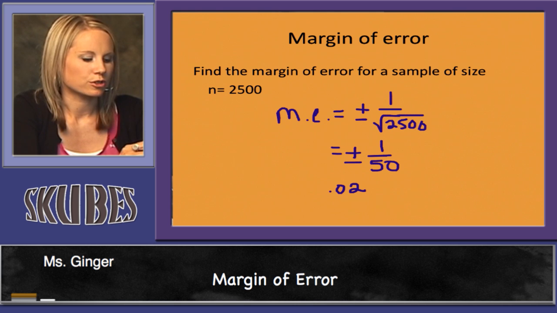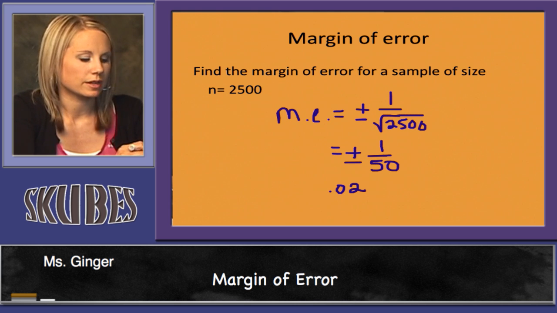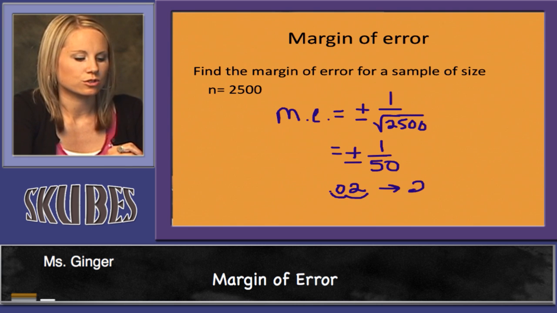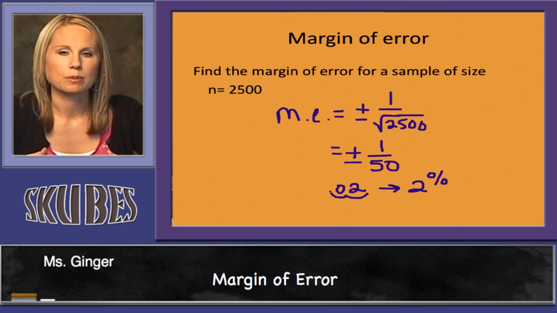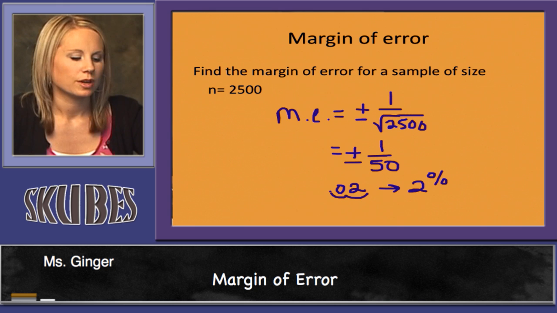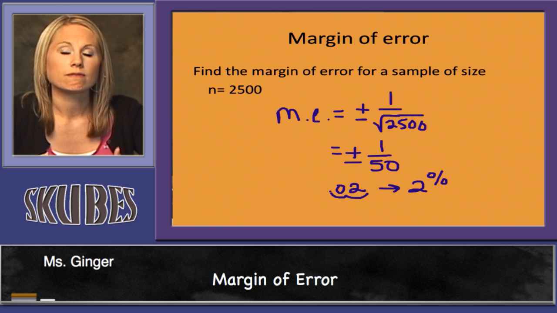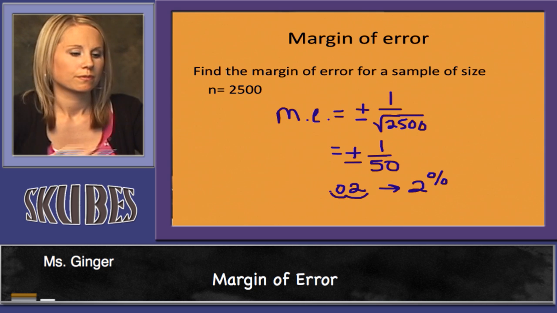And that is the decimal version of 2%. I know that because if I move my decimal over 2 spots, that'll give me the percentage. So 2%. So not a whole lot of error here. If I was doing a survey of 2,500 people and I needed to use those results to plan for a larger group, this means there's not very much error. It's give or take 2% both ways of the results that I get.